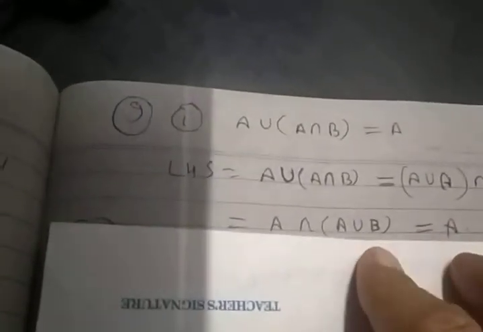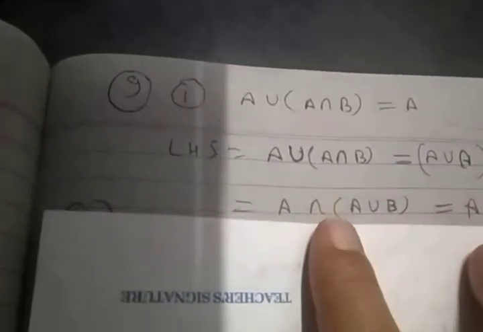You can do it. The second part, let us see part number 2: A intersection (A union B) is A. This is basically what we have used here. Now we have to prove this one. Again applying the intersection distributive property: (A intersection A) union (A intersection B). Again A intersection A will be A. The rest is the same.